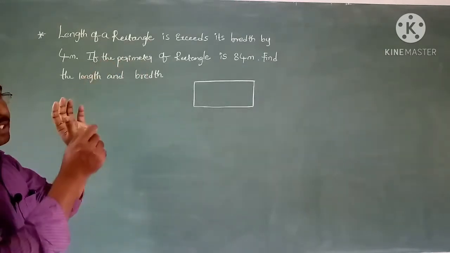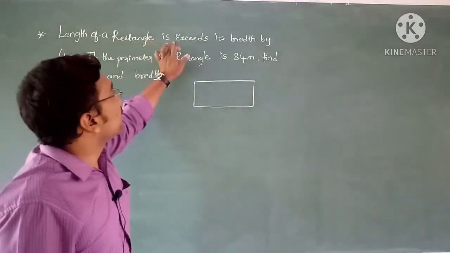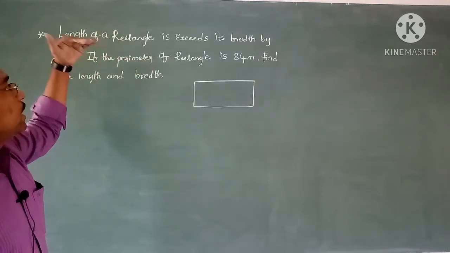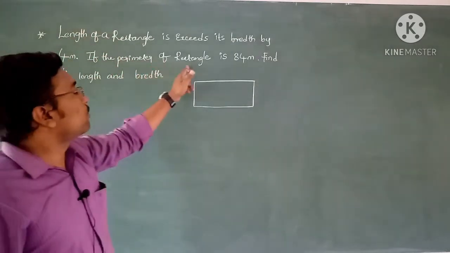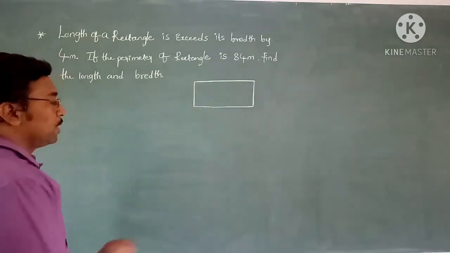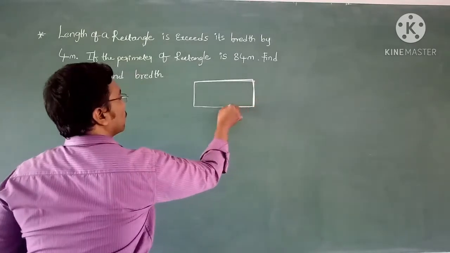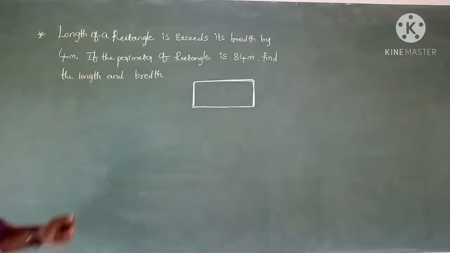Length ki breadth ki madhya oka connection manaku condition rupamlo ikkada ichadu. Enti, length of a rectangle exceeds its breadth by 4 meters. Breadth kante length 4 meters ekku untundi ani ichadu. Inka if the perimeter of rectangle is 84 meters, rectangle yokka perimeter mottamu 84 meters ani ichadu. So we find the length and breadth.